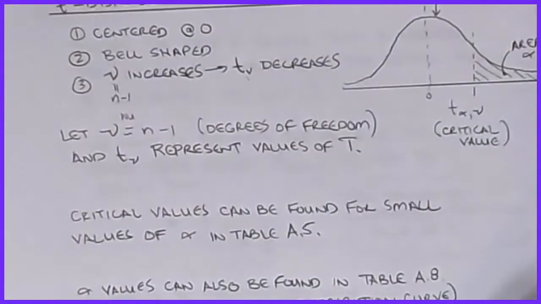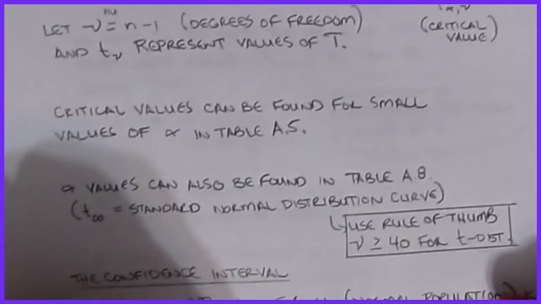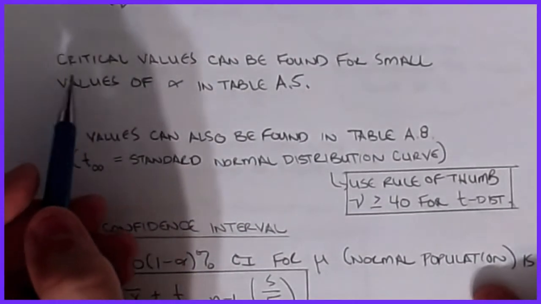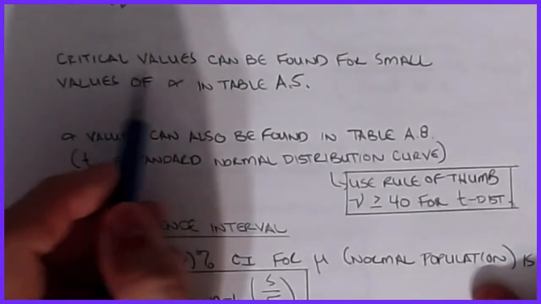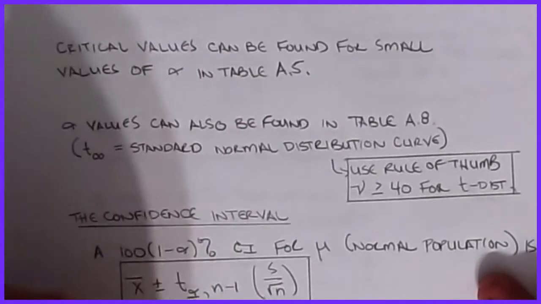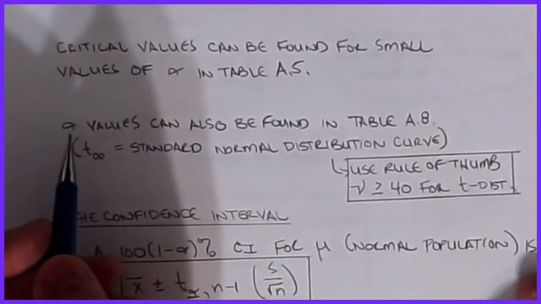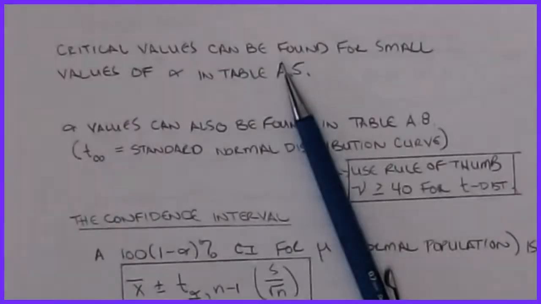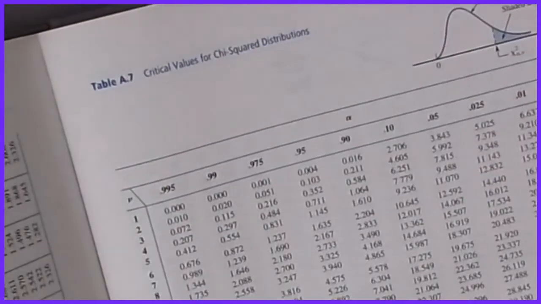We're going to start using a lot of different tables going forward in the videos, but they all have their own special purposes. So that will get us our critical values for small values of alpha. Now, one thing to point out is that the values can also be found in our table A8. So let me pull that one up. Okay, and it's more of the general, those are the critical values.